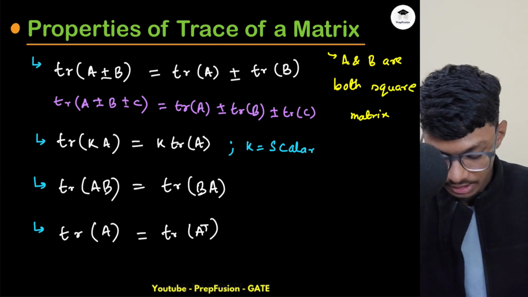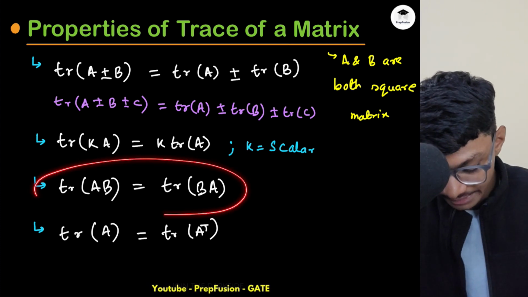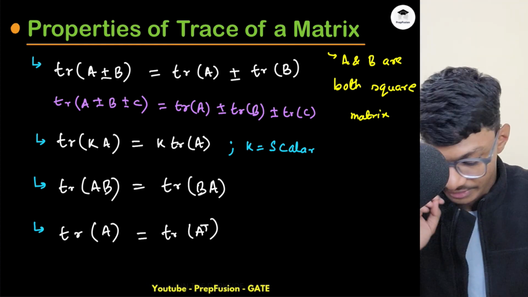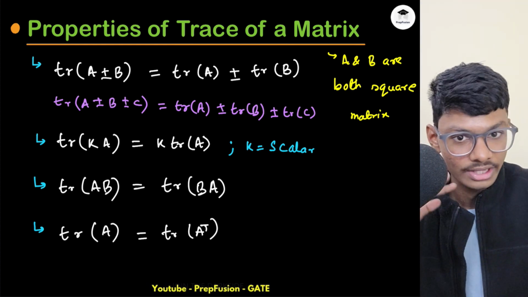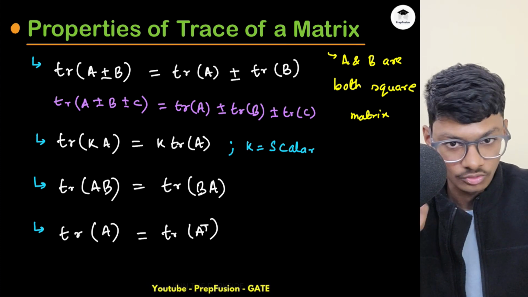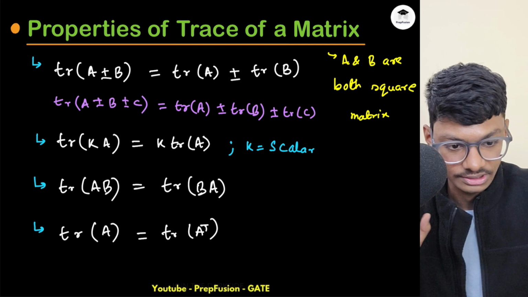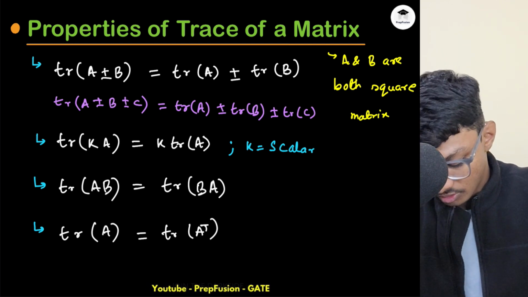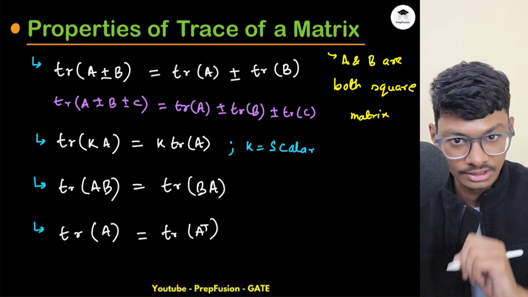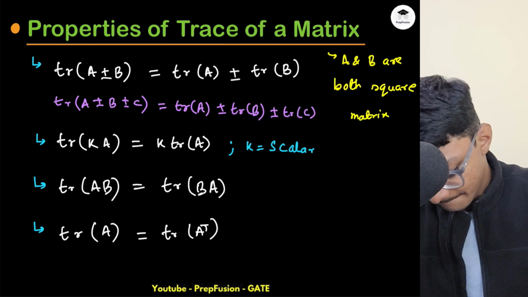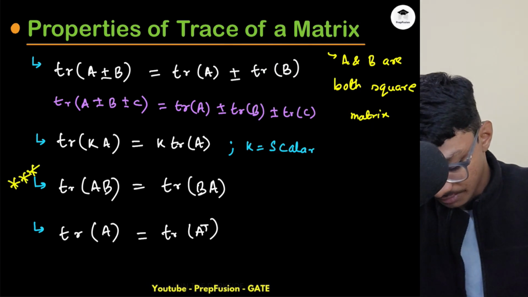Okay, and what is another thing? Another thing is that trace of AB equals trace of BA. Now here, why is this the case? You can cross verify: if you do AB or BA, we know that this is not necessarily always equal. AB equals BA, not necessarily, but the diagonal elements will always be equal. So diagonal elements will be equal, hence this relationship is valid. This is a very good relationship. Okay, this can come in examination.